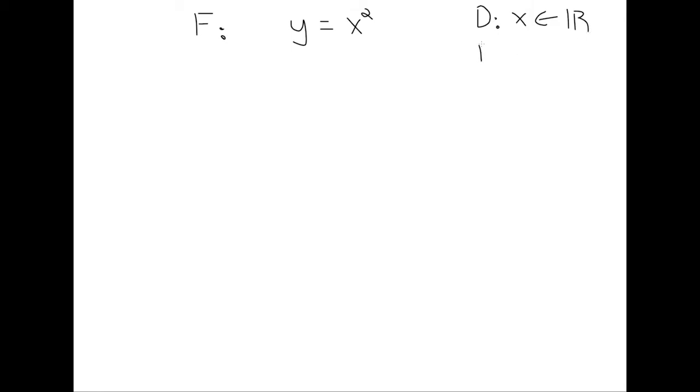Okay. Now what's our range? Well, y can actually only be positive, because even if x is negative, it will output a positive, because a negative number times a negative number is going to be positive. So y has to be greater than or equal to 0, and y also has to be a member of the reals.